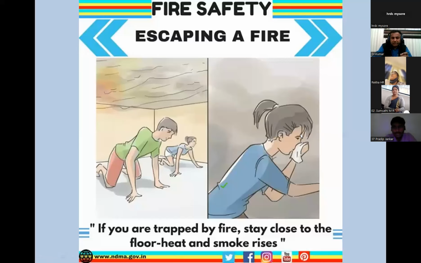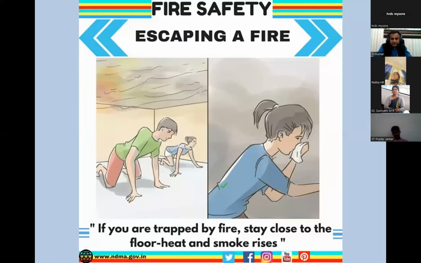by the smoke. So if you happen to be trapped by the smoke in such an emergency, what you are supposed to do if you are trapped by fire: stay close to the floor. So by crawling method, you have to come out of the room. Never try to stand up, never try to run, because smoke is lighter than the air. It will be at a higher level. If you crawl, if you bend down, there will be fresh oxygen. Cover your nose with a wet kerchief and you can come out of the building.